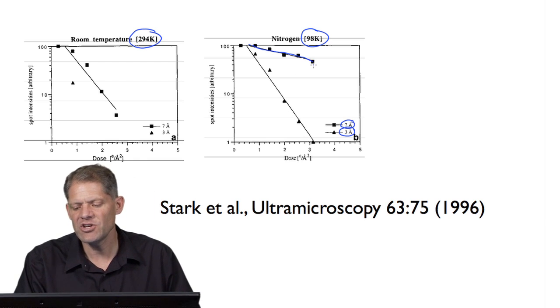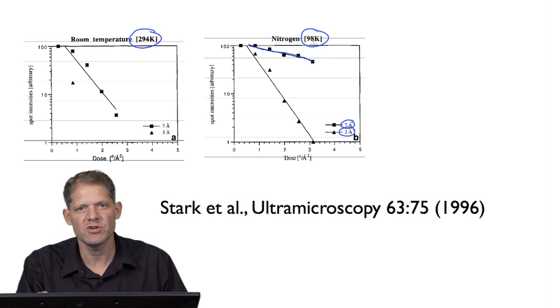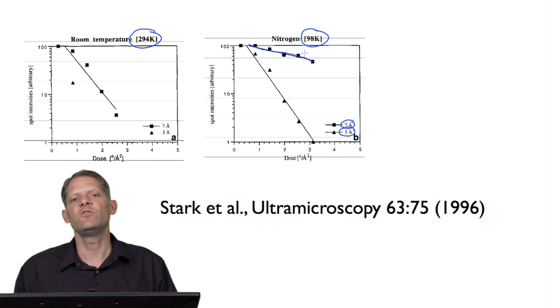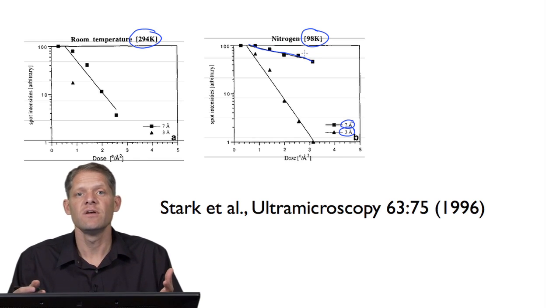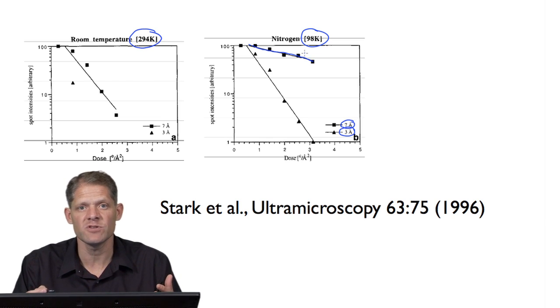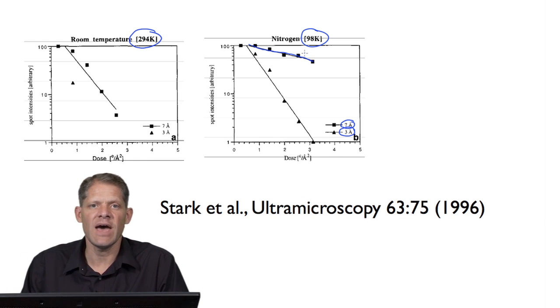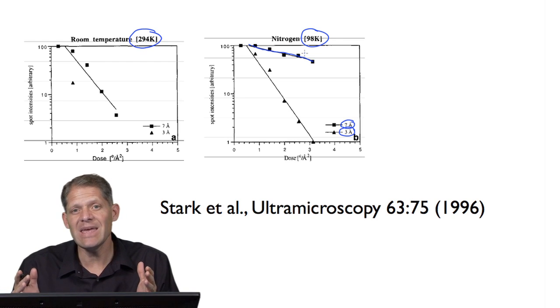Now, the preservation of structural detail at colder temperatures led people to wonder what would happen if we cooled the sample to more like a few Kelvin. Could we then use even higher doses to image it before the structure was lost? This led to the development of microscopes where the sample could be kept in thermal contact with liquid helium.